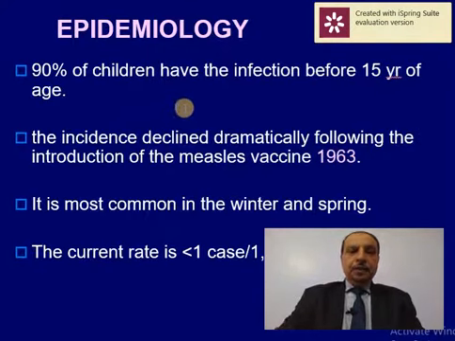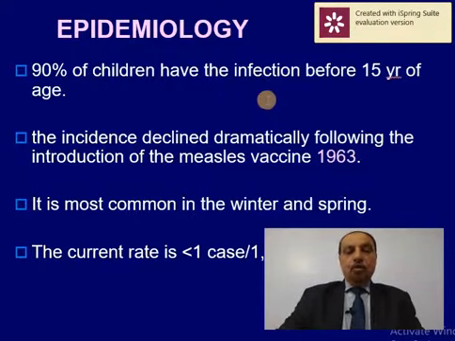Regarding the epidemiology of measles, 90% of children have the infection before the age of 15 years. So it is a childhood disease. The incidence declined dramatically following the introduction of the measles vaccine in the year 1963. From that time, a gradual reduction of measles cases worldwide was there. It is most common in the winter and spring.